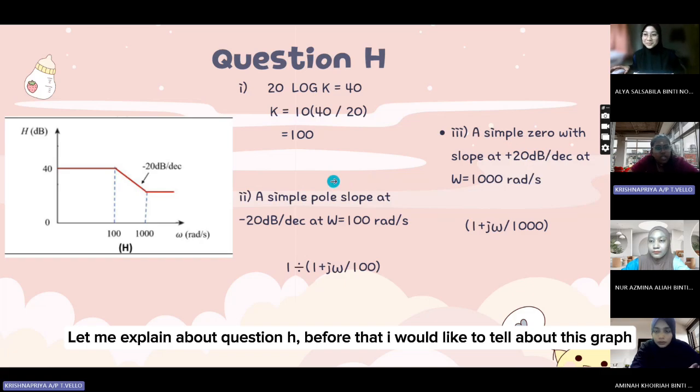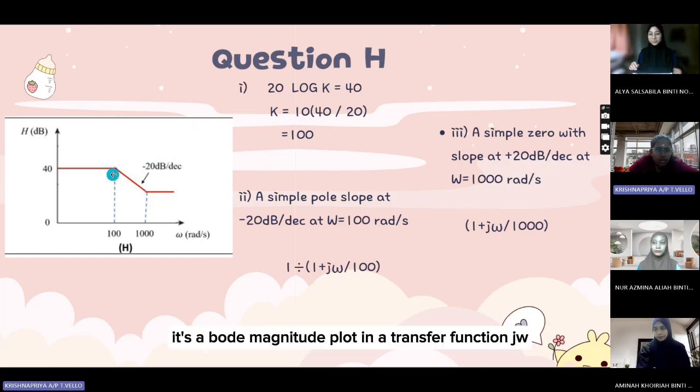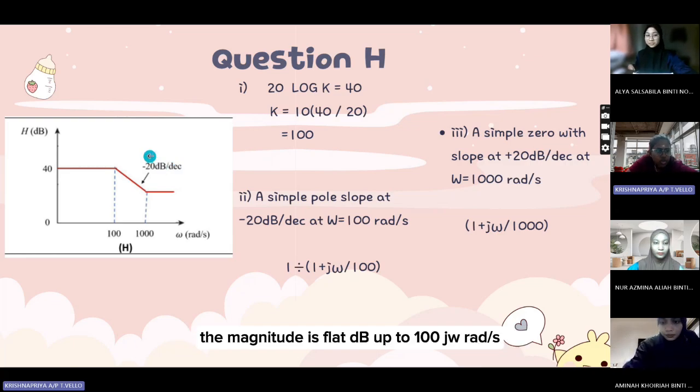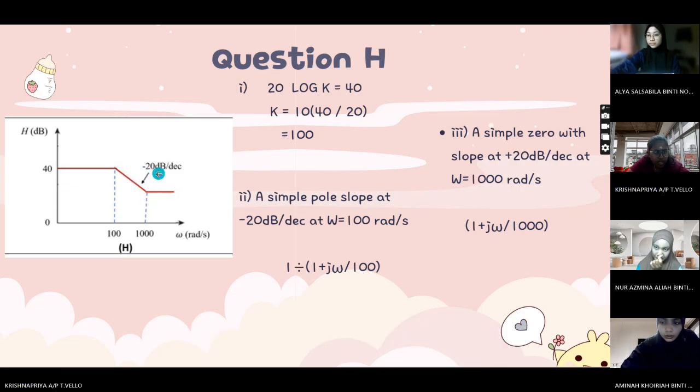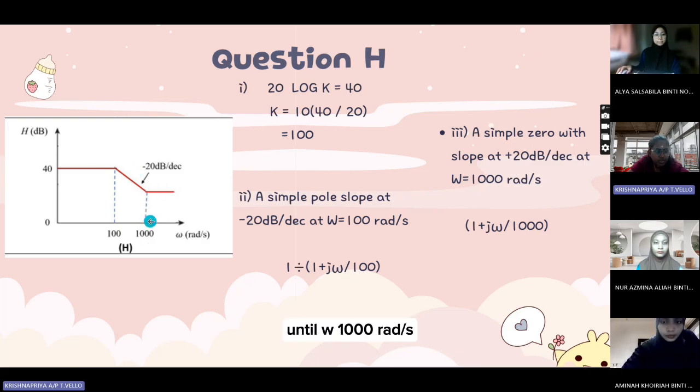Before that, I would like to tell about this graph. It's a Bode magnitude plot in the deliverable for transfer function A omega. The magnitude is flat, a flat dB up to omega 100 radians per second. After that, the plot drops at the slope negative 20 dB per decade until omega 1000 radians per second. And then it is flattened again.